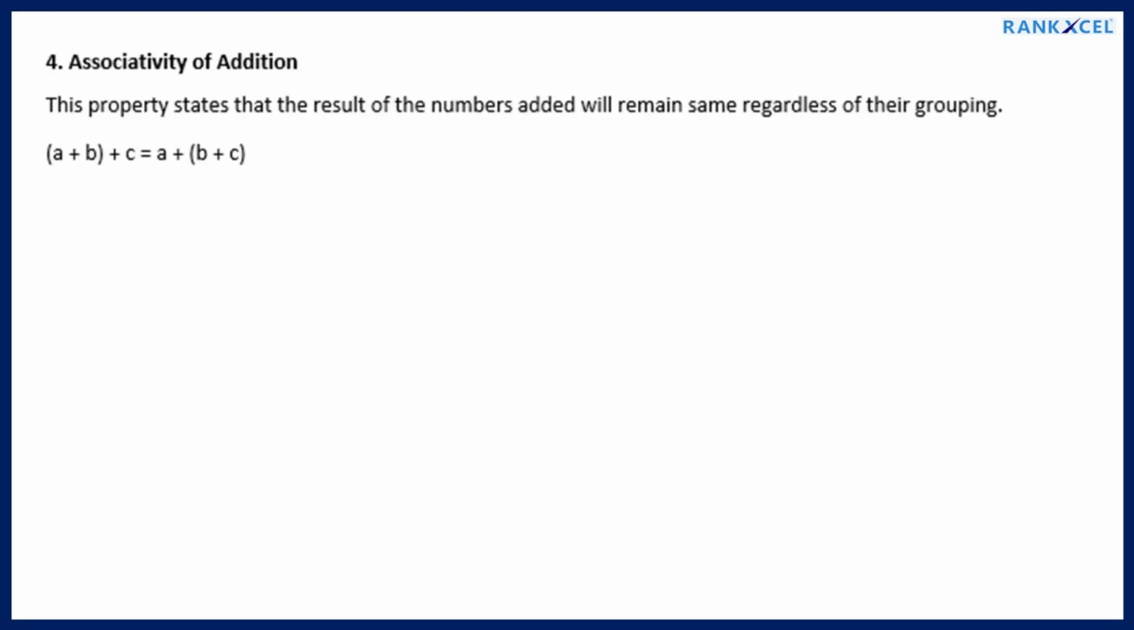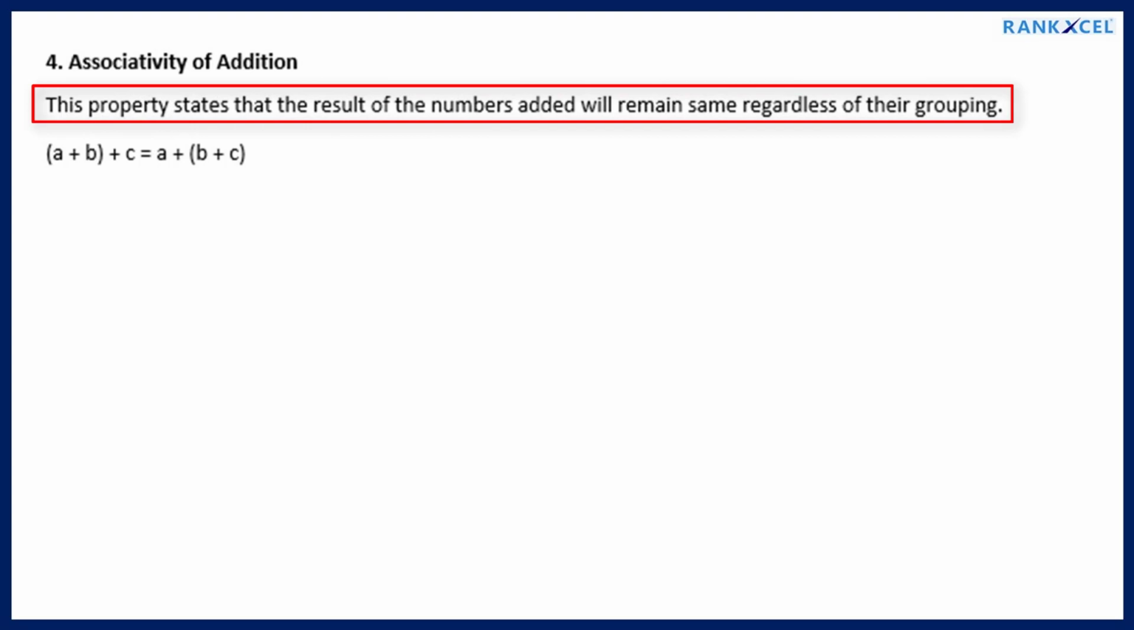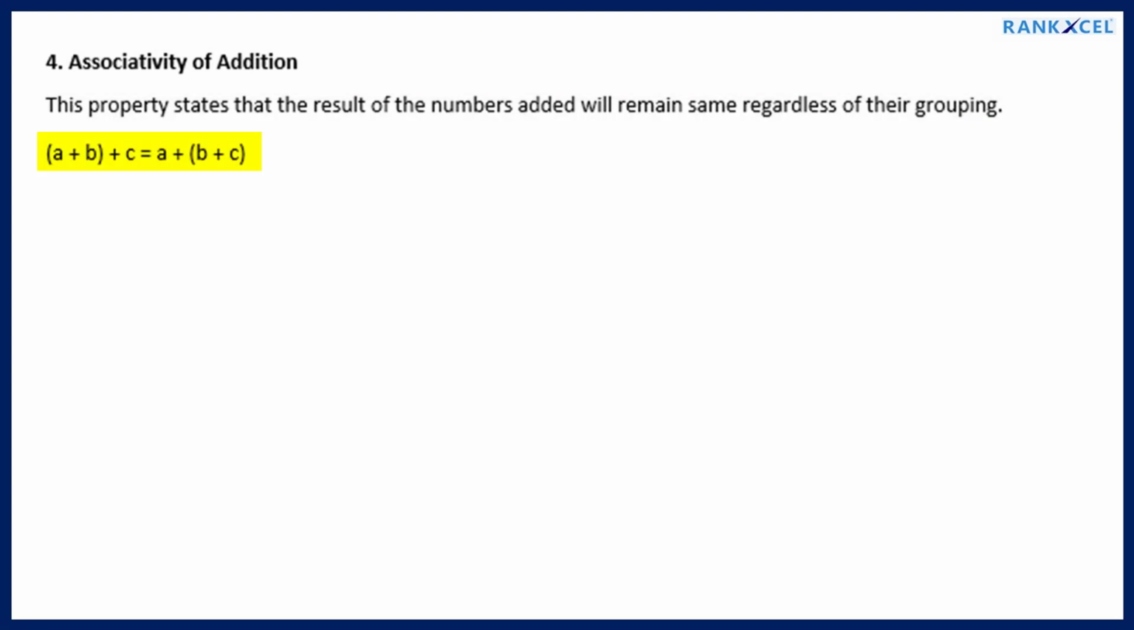4. Associativity of addition. This property states that the result of the numbers added will remain the same regardless of their grouping. A plus (B plus C) equals (A plus B) plus C. Example. 4 plus (2 plus 7) equals (4 plus 2) plus 7. 4 plus 9 equals 6 plus 7. 13 equals 13.